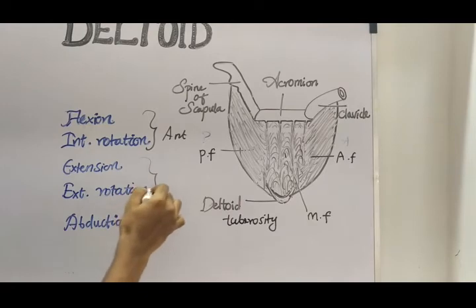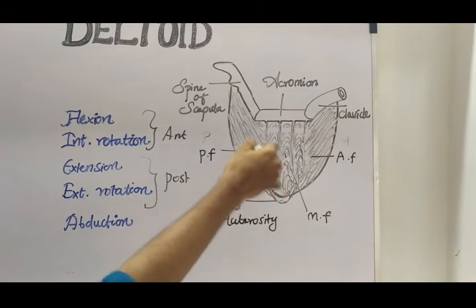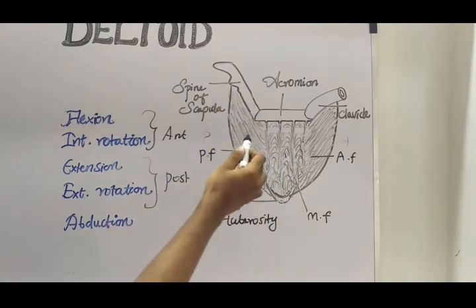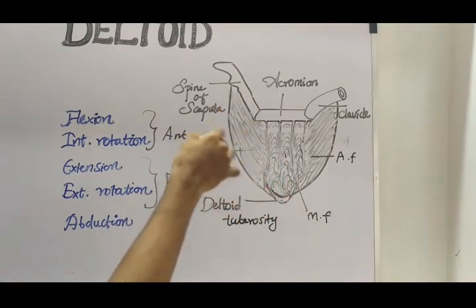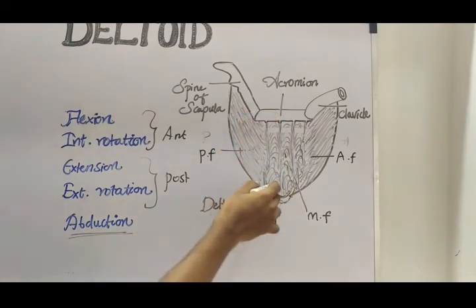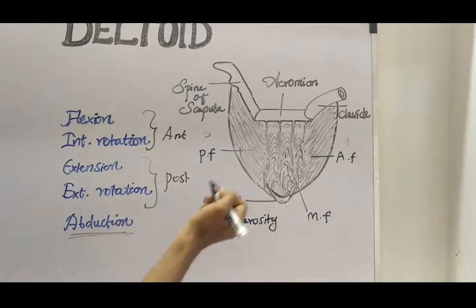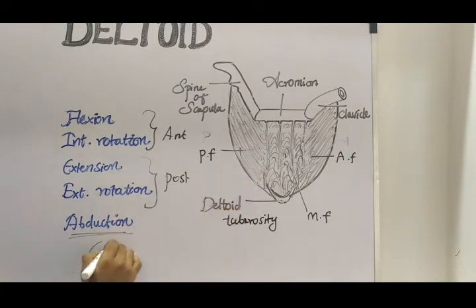The next movements are extension and external rotation. These two movements are done by the posterior fibers of the deltoid. So these posterior fibers coming from the spine of scapula externally rotate and extend the arm at the shoulder joint. The final movement is abduction. The middle fibers from the acromion are very important in doing the abduction. So at the beginning of abduction, 0 to 90 degrees, along with the supraspinatus, it does the abduction movement in our shoulder joint.